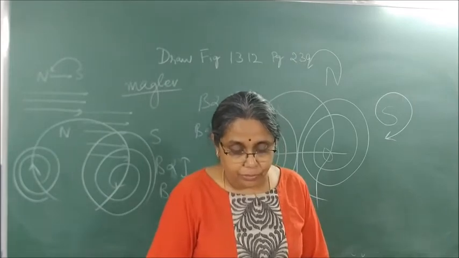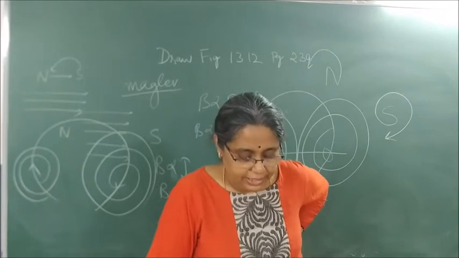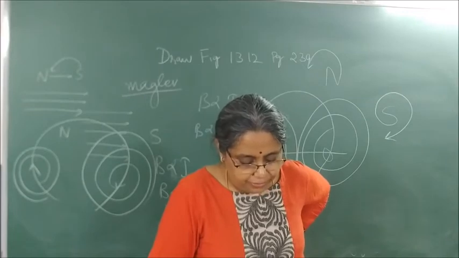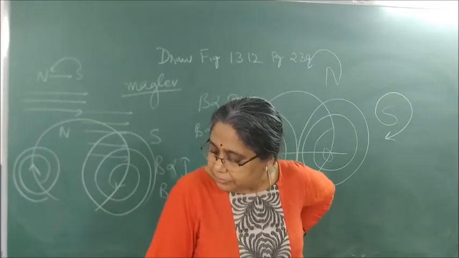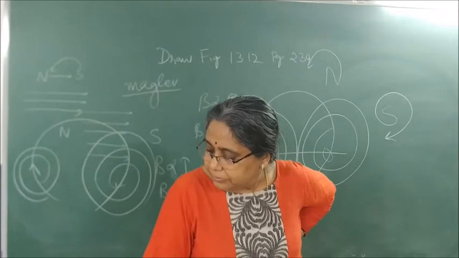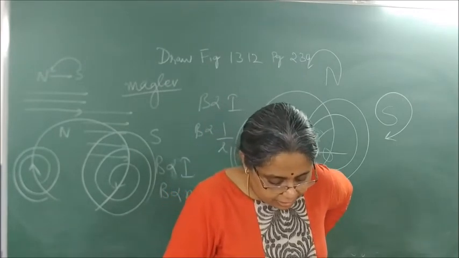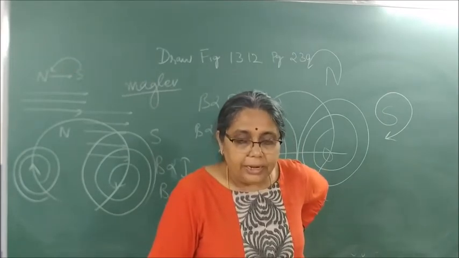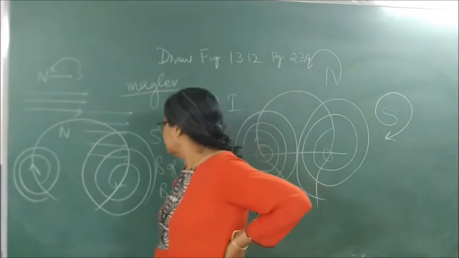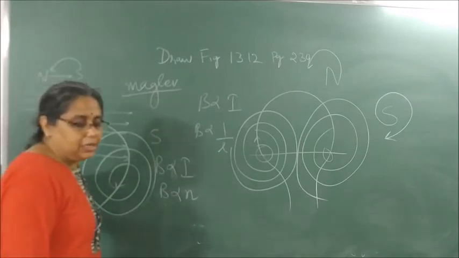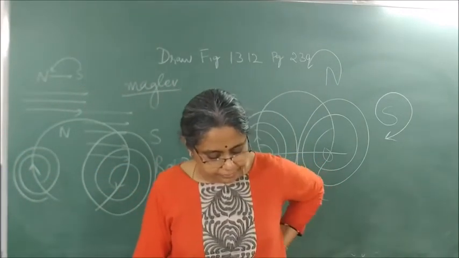Applying right hand thumb rule or right hand rule, the magnetic field inside the loop is vertically downward, and outside the loop it is in vertically upward direction.